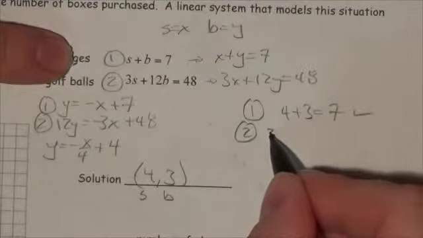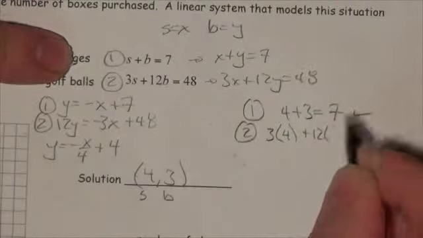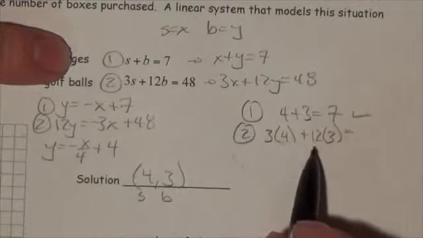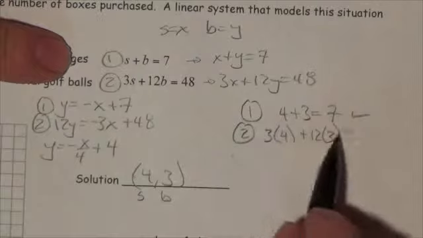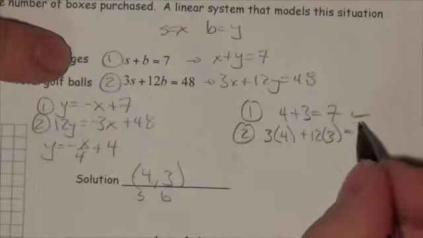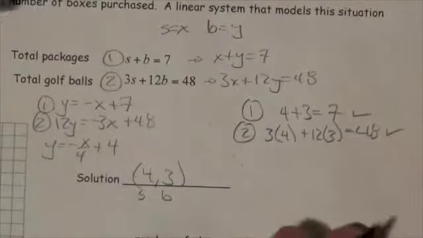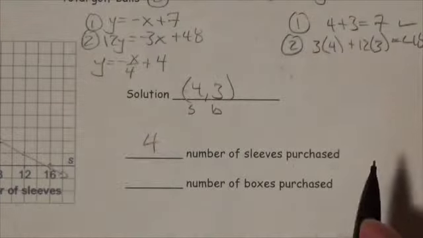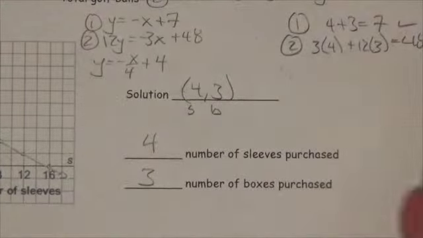Equation 2 here. 3 times 4 plus 12 times 3. Okay, well 3 times 4 is 12. 12 times 3 is 36. Really what this is like is 1 12 plus 3 12s is 4 12s. That's 48. And that's what we're seeing in the original equation. So yeah, that's true. So the answer is we purchased 4 sleeves, or sorry, Annika purchased 4 sleeves and 3 boxes. There you go. That's the solution that we're looking for.